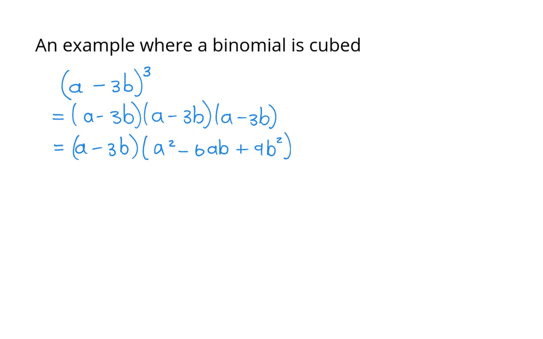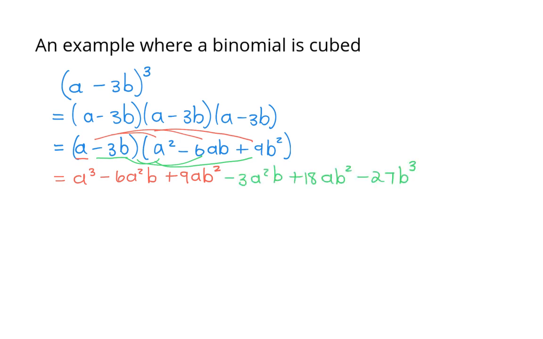And then I'm going to use the distributive law, multiply a with all the terms in the second bracket. Then you multiply minus 3b with all the terms in the second bracket. After this, you simplify the expression by adding all the like terms. Minus 6a squared b and minus 3a squared b. The other two like terms are plus 9ab squared and plus 18ab squared. The final expression is a four-term expression.